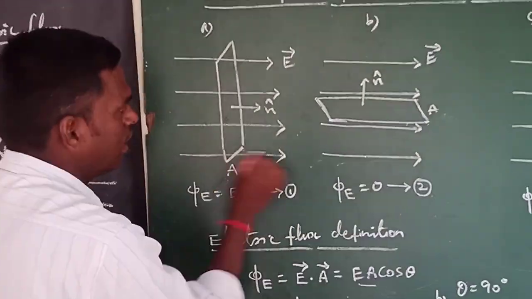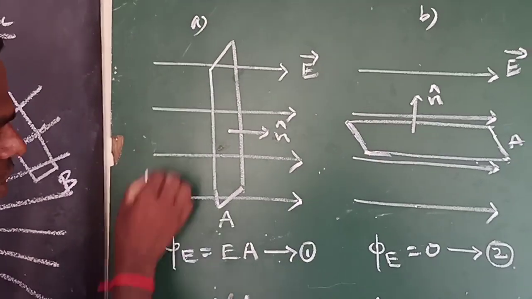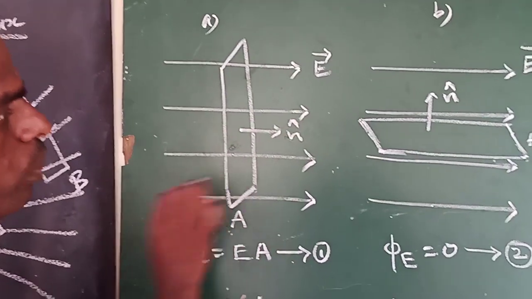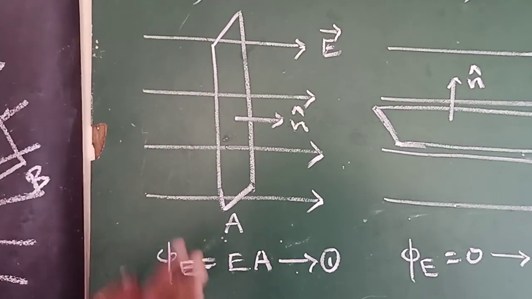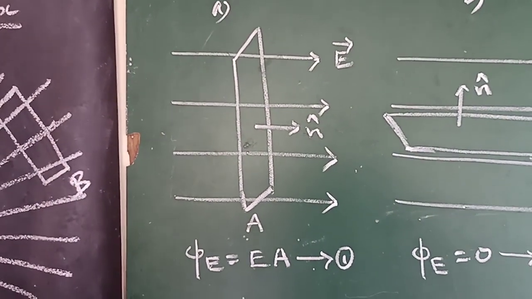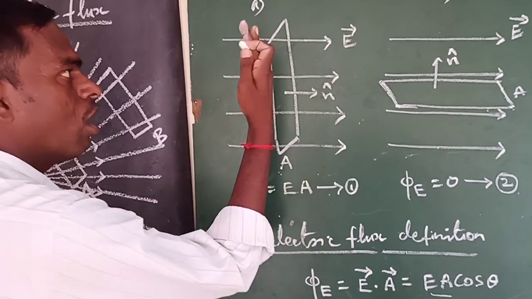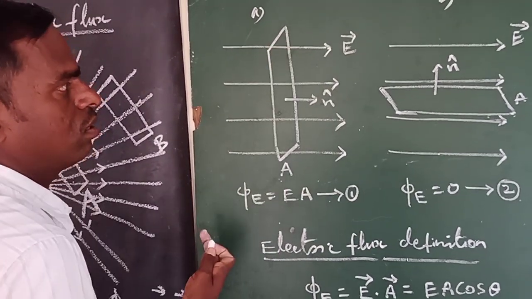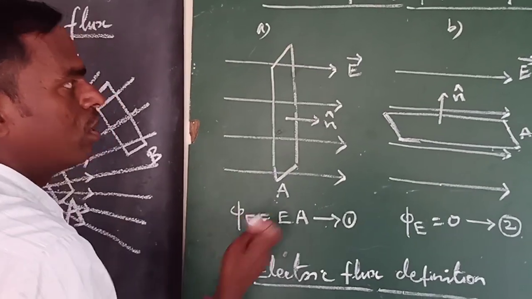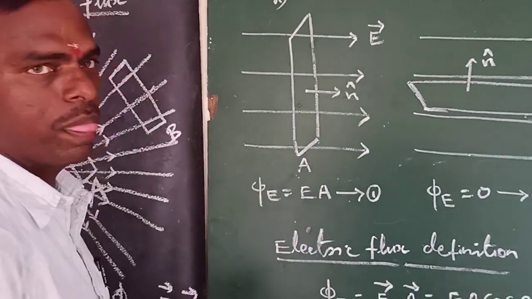Look at the lines. The starting points and ending points are all the same. So this is the uniform electric field. Field strength is the same at all points. Now the area A is kept normal to the field lines. The electric field lines are normal, so the field lines are crossing the area.